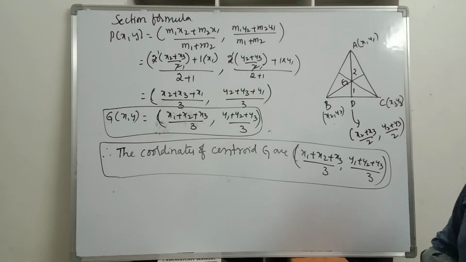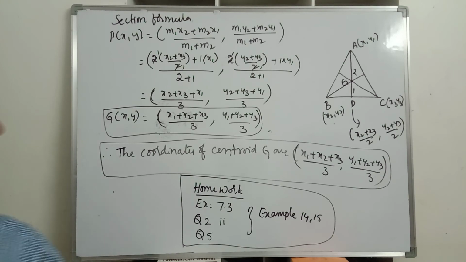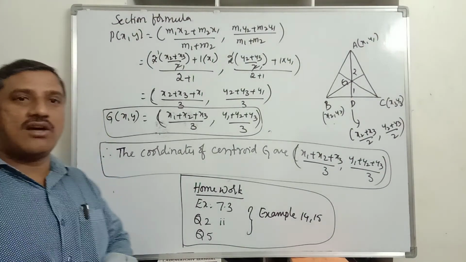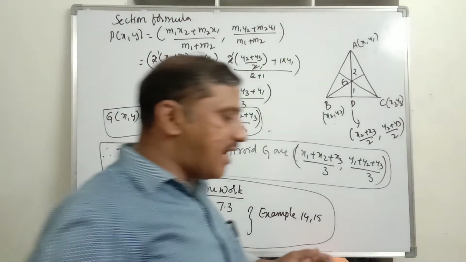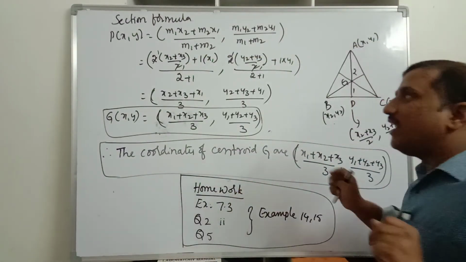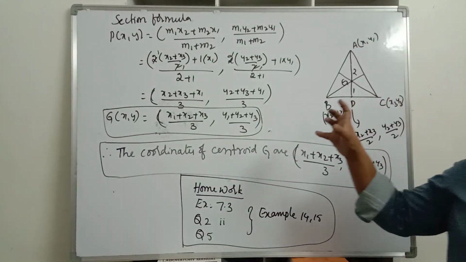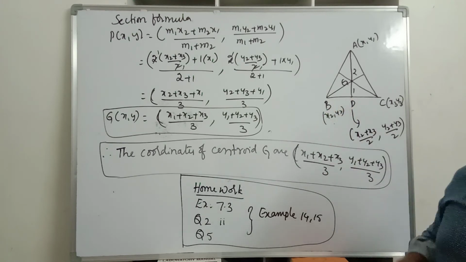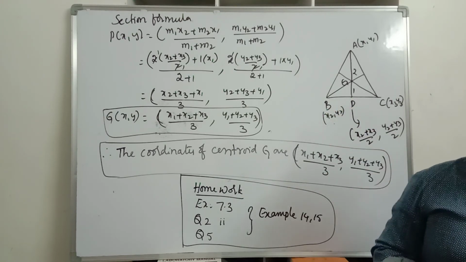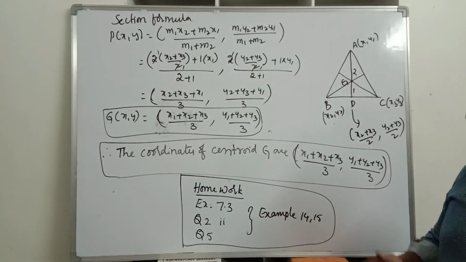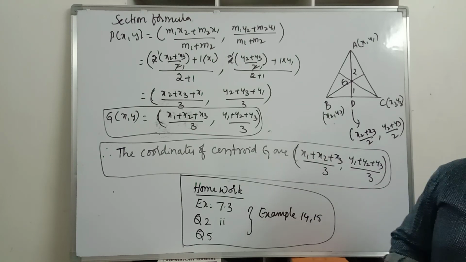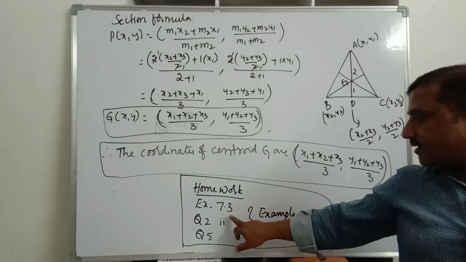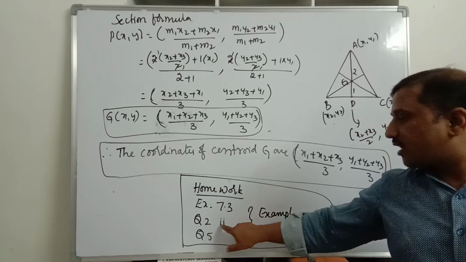Is it clear, children? Yes? I think you understood today's concept and the whole chapter, coordinate geometry. There are very few topics: distance between 2 points, section formula, area of the triangle. I hope you understand the whole chapter.